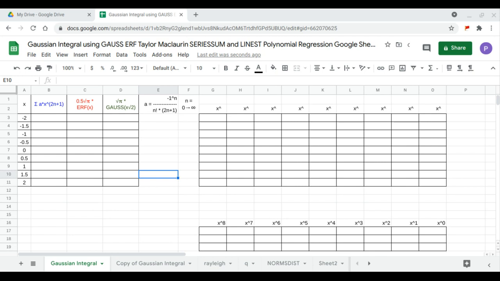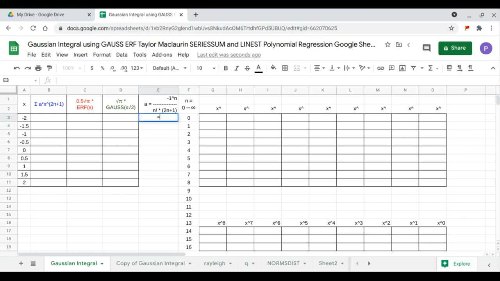In this video, we'll generate the Gaussian integral using the Maclaurin Series sum, ERF function, and the Gauss function. We begin with the Maclaurin Series sum, which is the summation of a times x to the power 2n plus 1, where a is equal to negative 1 to the power n over n factorial times 2n plus 1, and the value of n will be from 0 to infinity. In this case, we can reach up to 16.